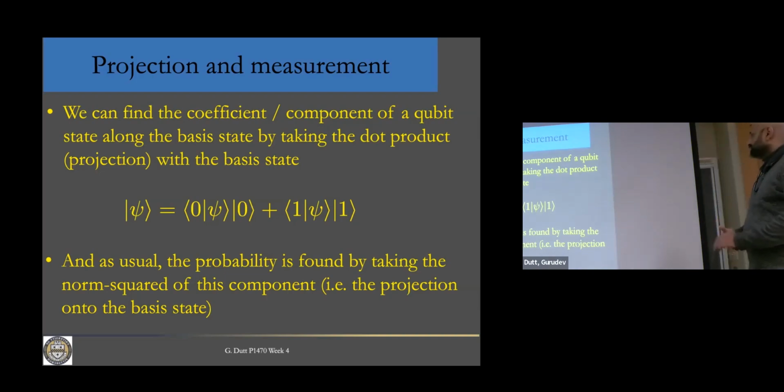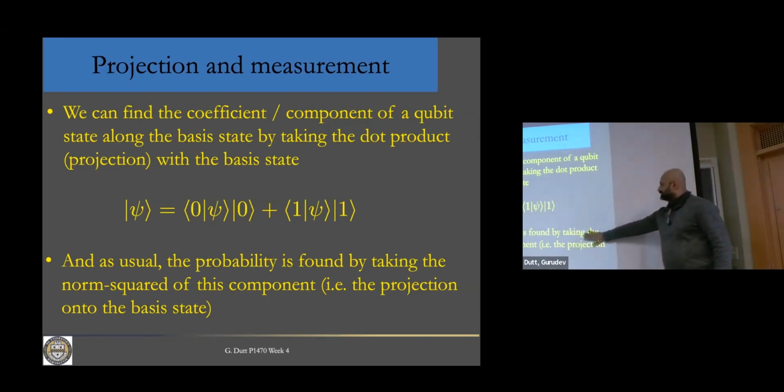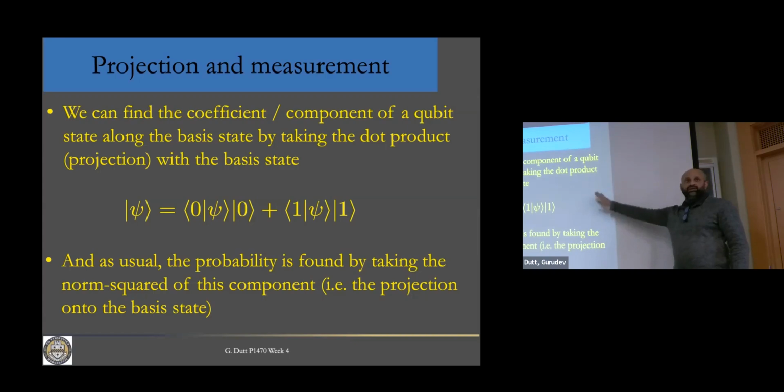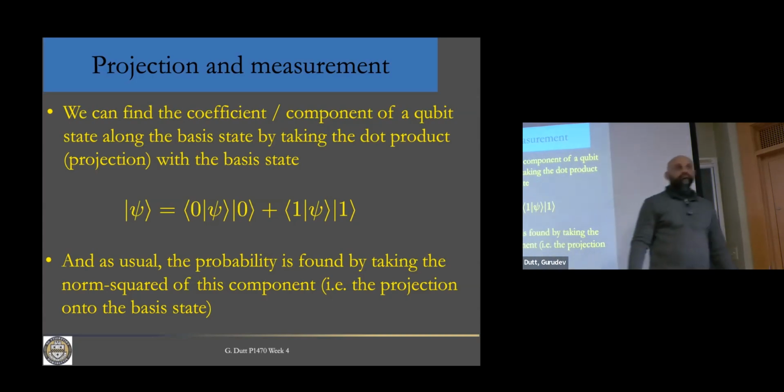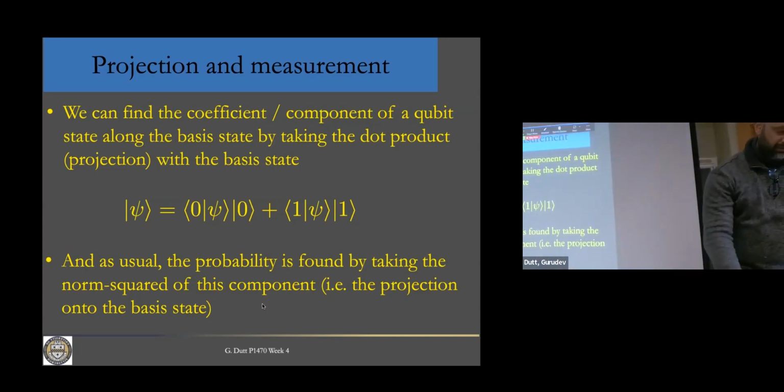Okay, but I'm out of time. So all I want to end with today is that the probability of being in any of these basis states is found by taking this coefficient and finding its norm squared. Okay, so I'll end with that today. And next class, we'll demonstrate that last thing that he was talking about, which is to find it along any general basis.